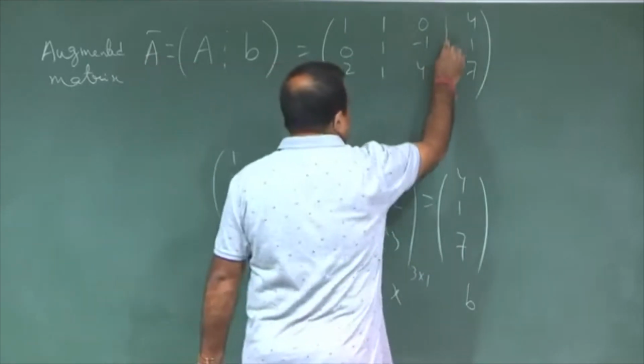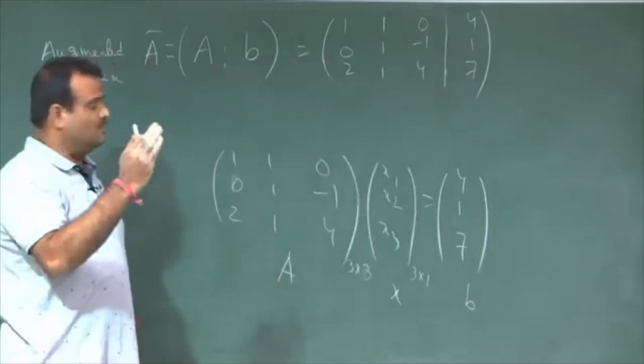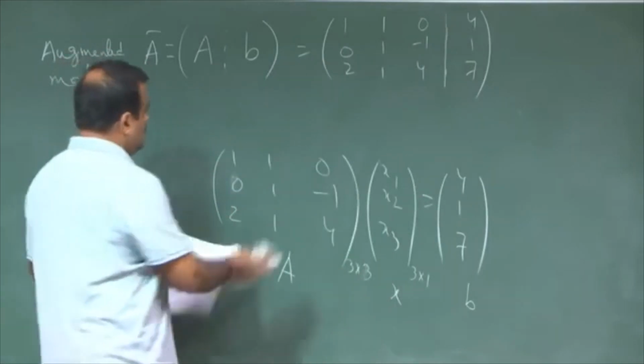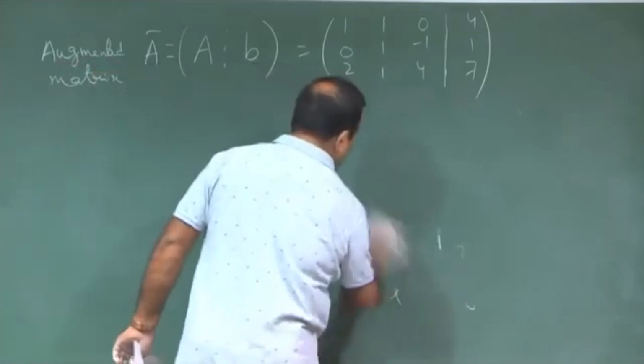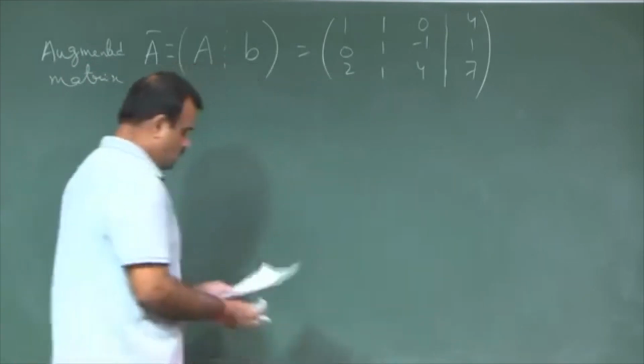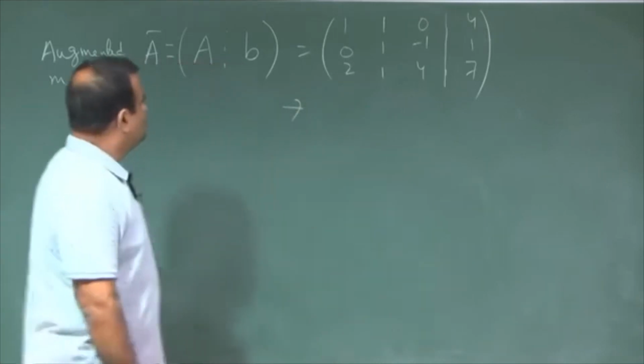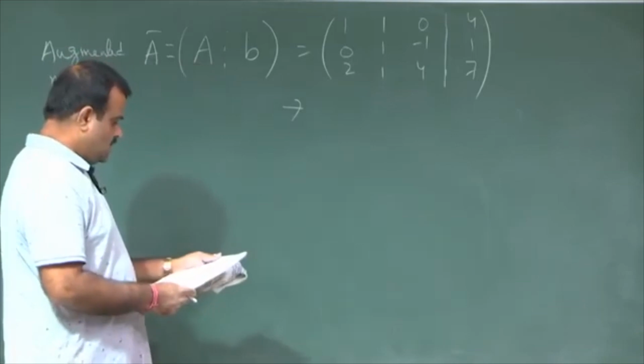Okay, so we can have a space over here to indicate that that is coming from the B. So now we apply the row operation on this. We reduce this to the row equivalence echelon form. So this is how we do that.